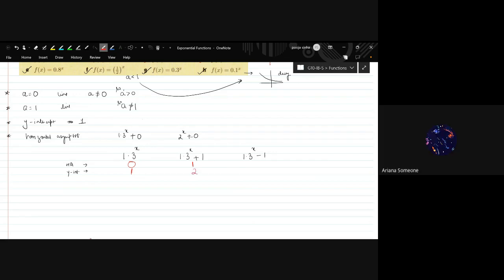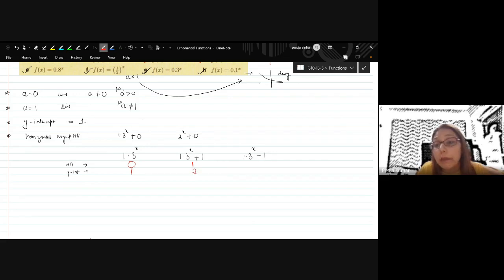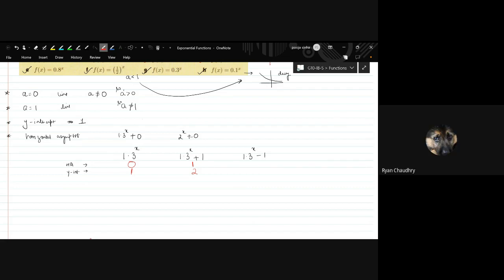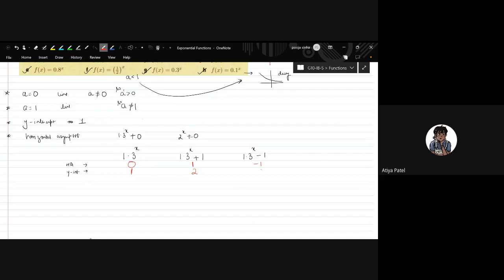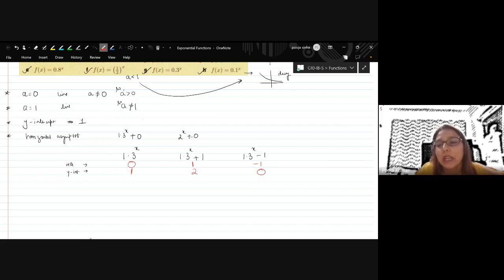1.3 raised to power x minus 1. Horizontal asymptote? Minus 1. And the y-intercept will be minus 2? No, it's 0. Think about it. It will be 0.